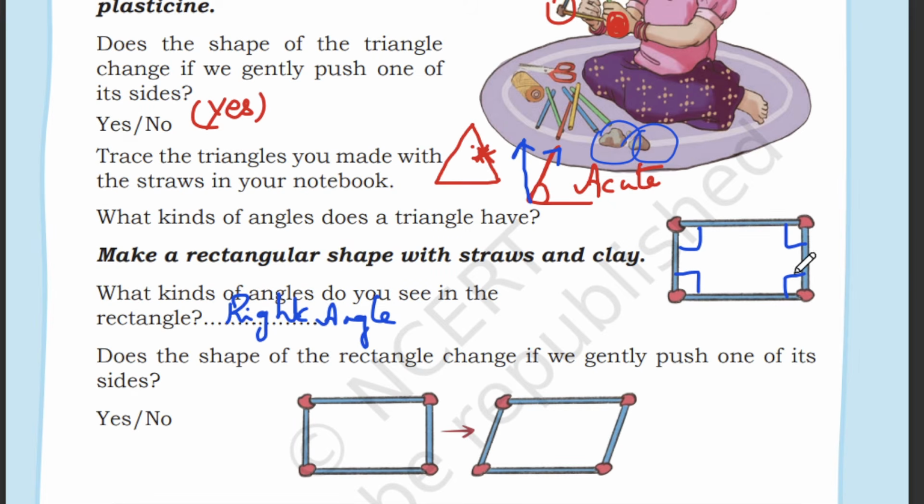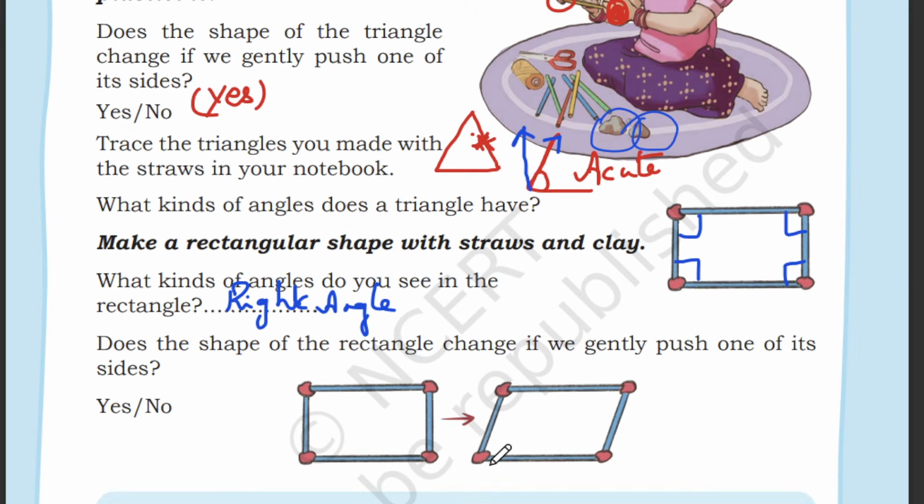So this one is a right angle. Does the shape of a rectangle change if we gently push one of its sides? For example, if we push this side and this side, see, the shape changes. So this is a different shape.